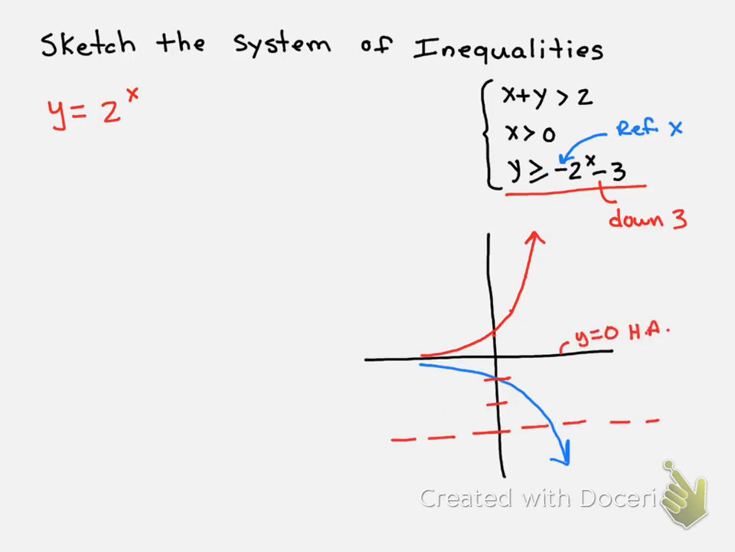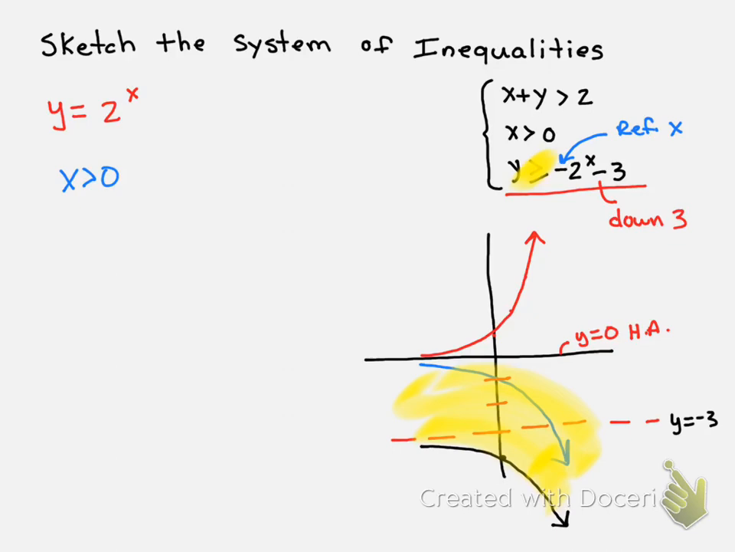And so a key thing to think about, the horizontal asymptote was at the x-axis, or y equals 0. Well, now it's going to be at y equals negative 3. This point will now be 1 below, and my graph will look like that. And we want it to be greater than that. So I'm going to shade above this graph.